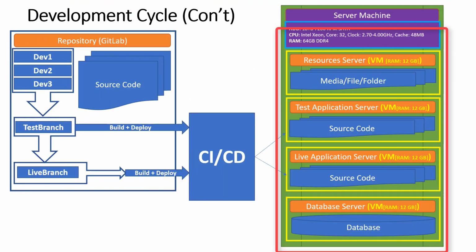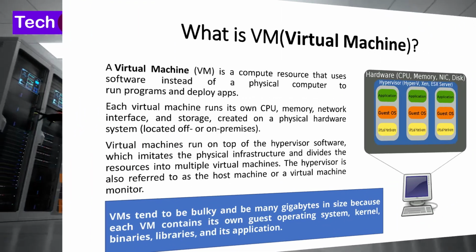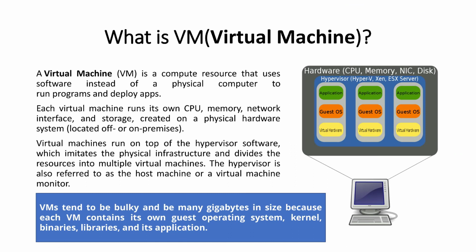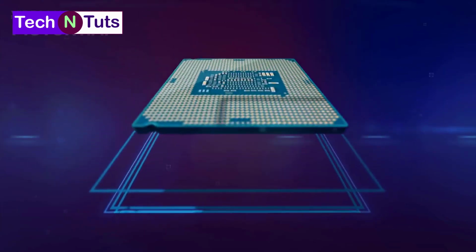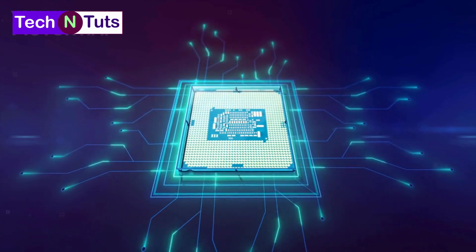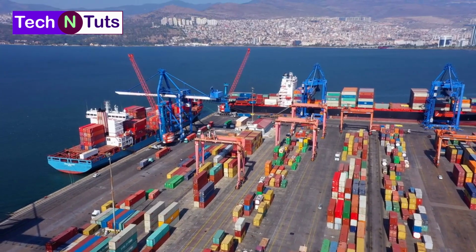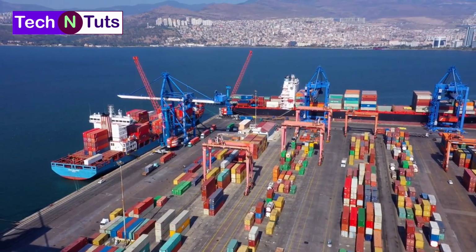In this server machine, we have 4 virtual machines or VMs. Now the question is, what is a VM? A virtual machine, VM, is a computing resource that uses software instead of a physical computer to run programs and deploy apps. Each virtual machine runs its own CPU, memory, network interface, and storage, created on a physical hardware system, located off or on premises.